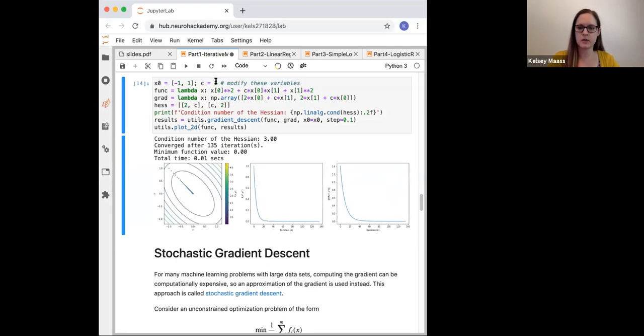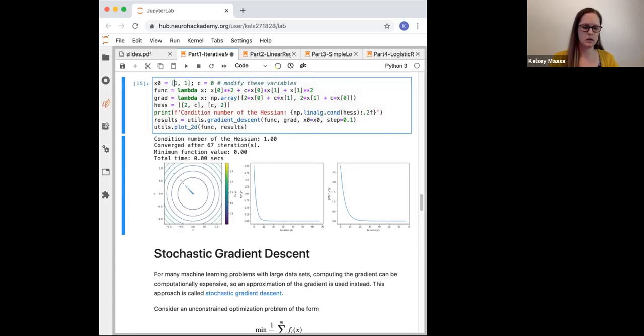So we can also experiment with these different values. If I start with C equals 0, now I have a condition number of 1, which is perfectly conditioned, the best you can get, which means that all of our level sets are circular. So it doesn't really matter where we start iterating. Here it takes 67 iterations, but if I go back to the other point, it also takes 67 iterations. So this isn't considered an easy problem to solve.